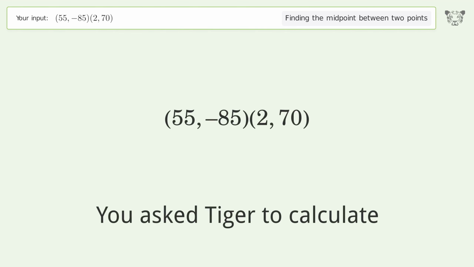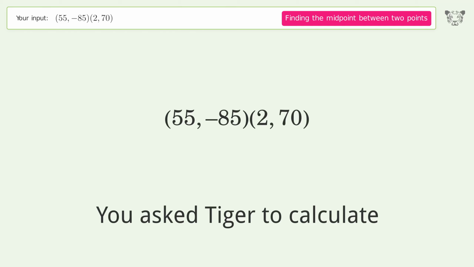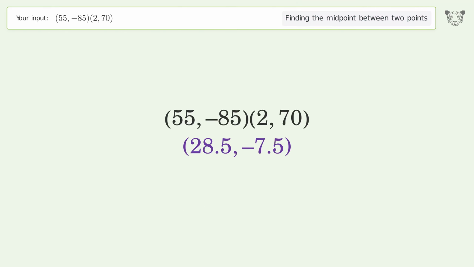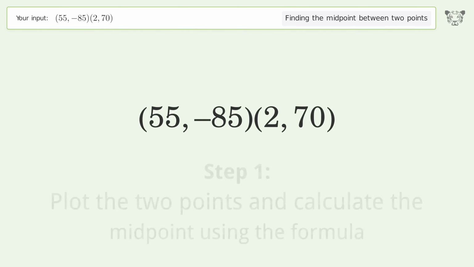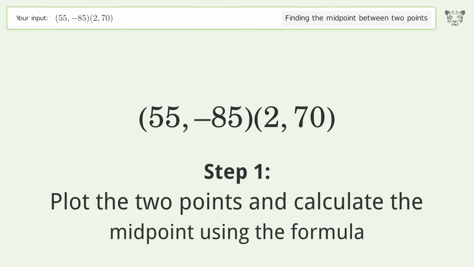You ask Tiger to calculate. This deals with finding the midpoint between 2 points. The midpoint between the 2 points is 28.5, negative 7.5. Let's solve it step by step. Plot the 2 points and calculate the midpoint using the formula.